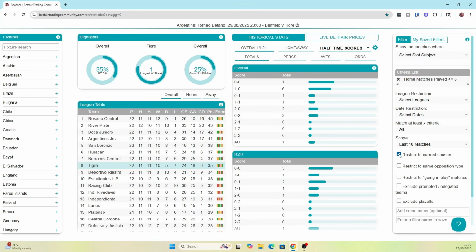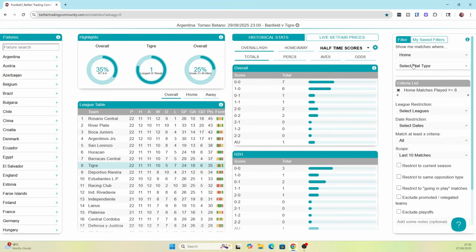But what that does is it gives you only teams that are partway into a season, and that can be helpful. A lot of people like to use that stat to find teams that have only played a certain amount of games per season, or at least played a certain amount of games per season.